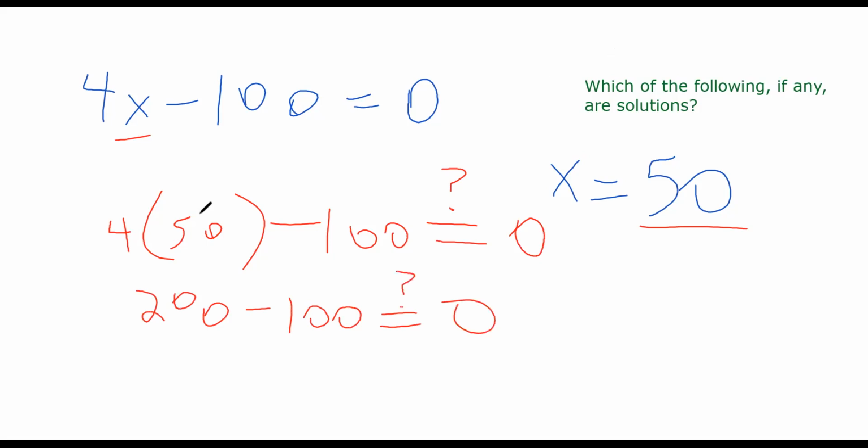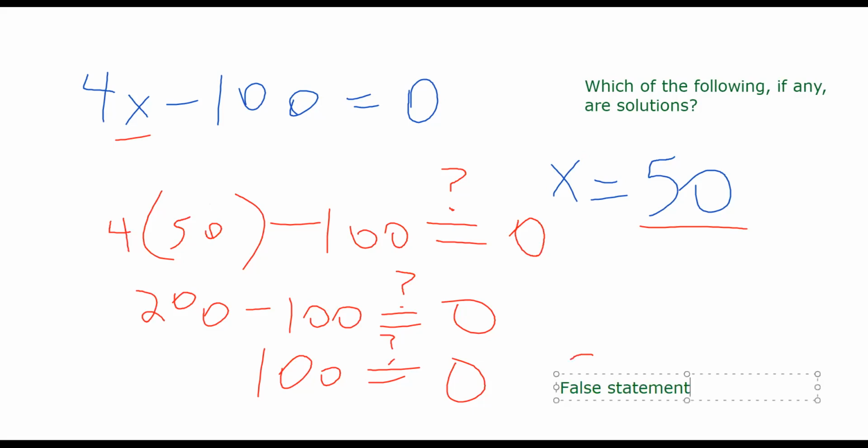Is 200 minus 100 equal to 0? No. The left becomes 100. The right's still 0. Is 100 equal to 0? No, of course not. This is a false statement. Thus, x equals 50 is not a solution to the original equation. It's just that simple. It's only a solution if you can plug it into the original equation and create a true statement.